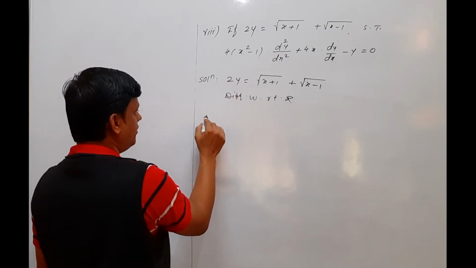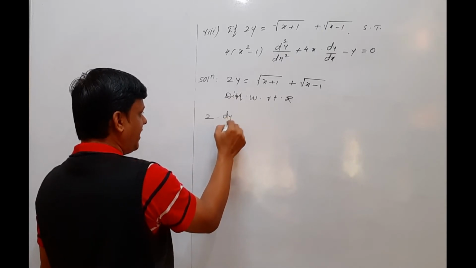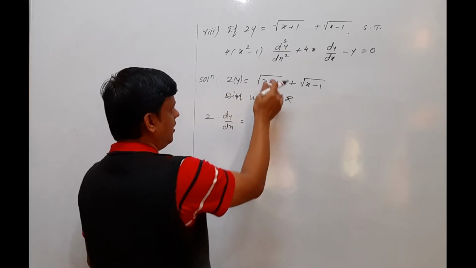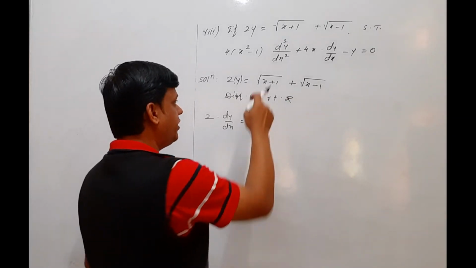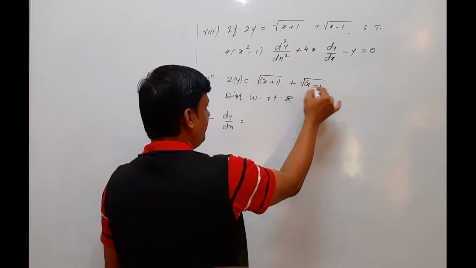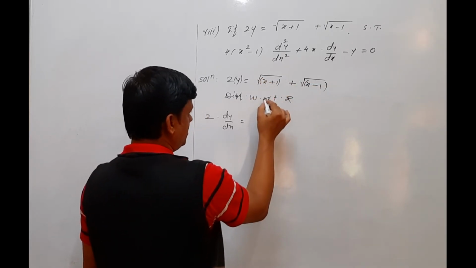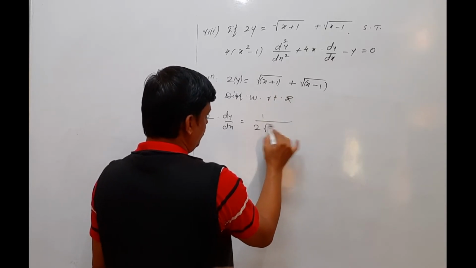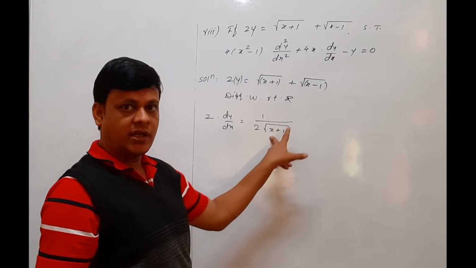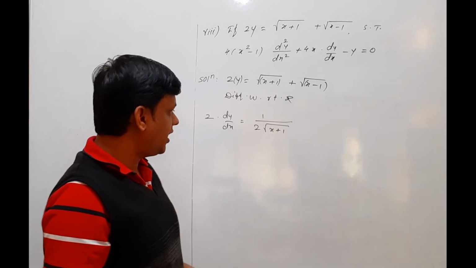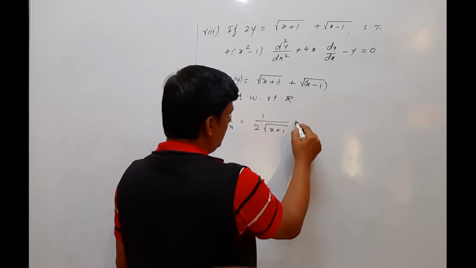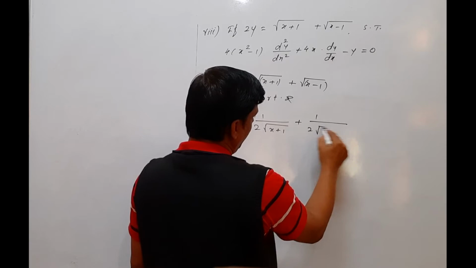Now for the derivative of 2y, we write 2 into dy by dx, because 2 is constant, we have to find the derivative of y. Then for the right hand side, we apply the addition rule, derivative of the first term plus derivative of the second term. Here both terms are in composite form, so we first find the derivative of the outer function. So the derivative of this outer function is 1 upon 2 root x plus 1. Then we find the derivative of this x plus 1. The derivative of x is 1, the derivative of 1 is 0. So 1 plus 0 we get 1. So we do not write that value. So we write directly 1 upon 2 root x plus 1 plus 1 upon 2 root x minus 1.